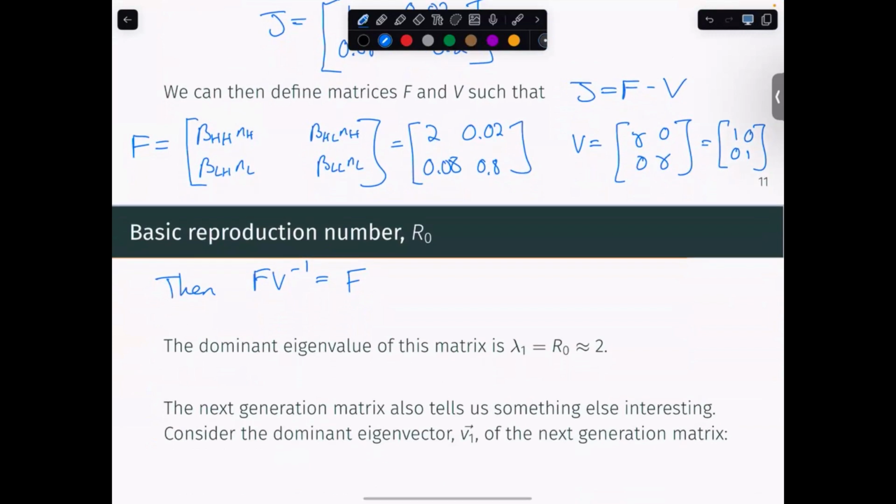So we need to find our dominant eigenvalues. The dominant eigenvalue of this matrix is going to be pretty close to 2. The reason being, you can kind of see that these values here are very, very small. That means this is pretty close to a diagonal matrix. So this R0 is going to be approximately equal to 2.